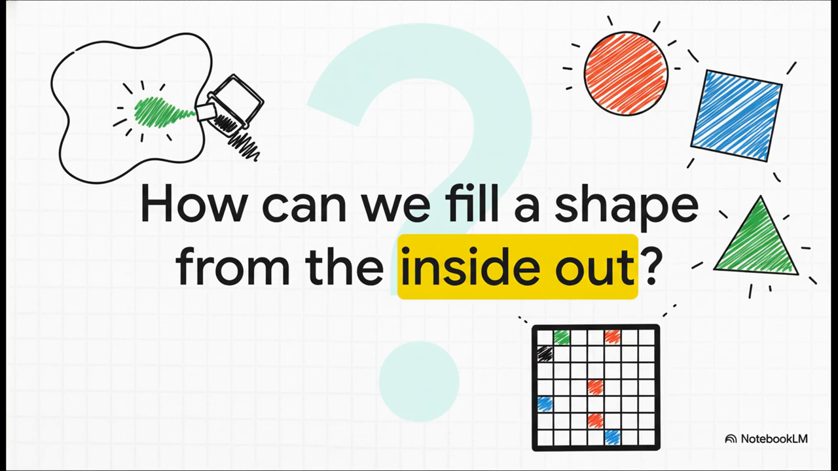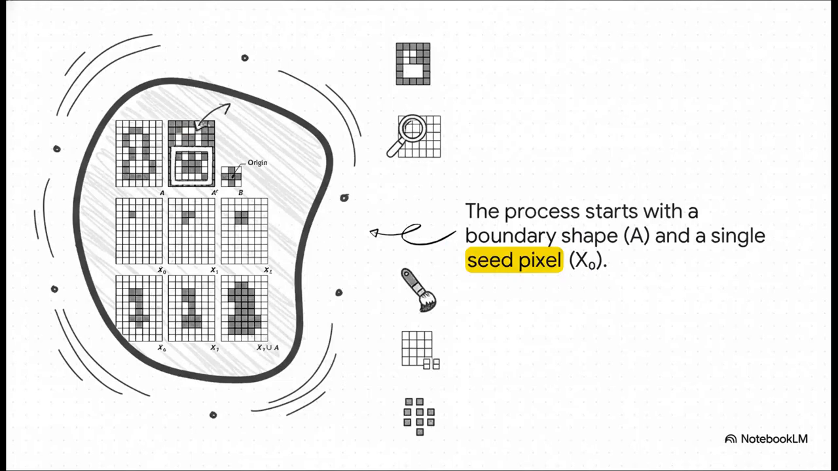Okay, so finding an outline is pretty cool. But what about the reverse? How can we tell a computer to take an outline like that and fill it in? Kind of like a paint bucket tool, but in a totally controlled way that's guaranteed not to leak. The process is called region filling. And we start with just two things, the boundary of the shape we want to fill, and a single seed pixel that we place somewhere on the inside. That one little pixel is our starting point.